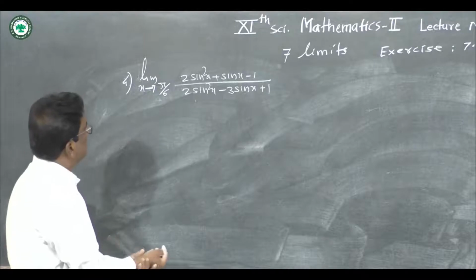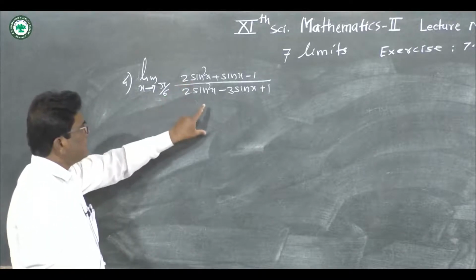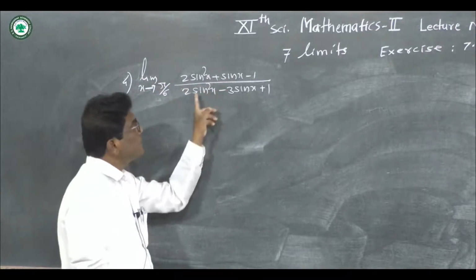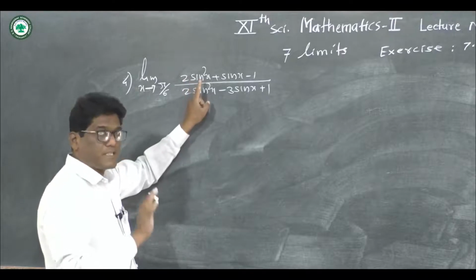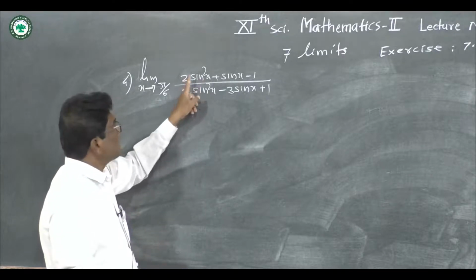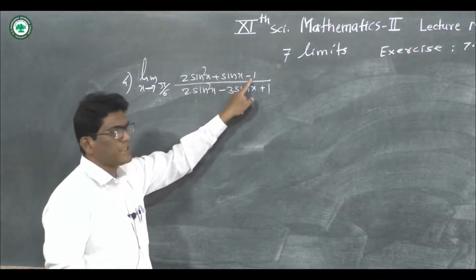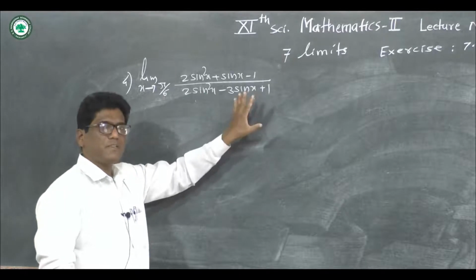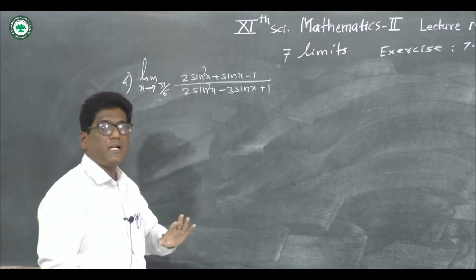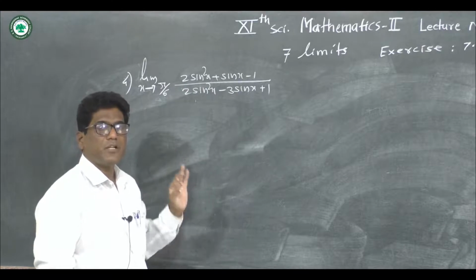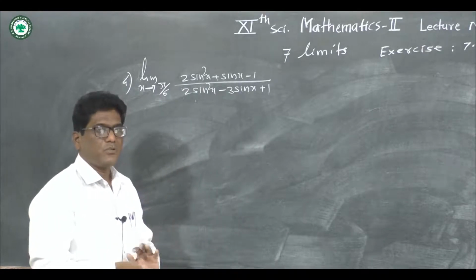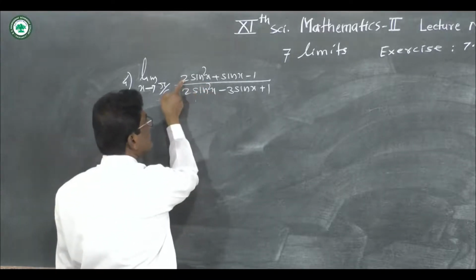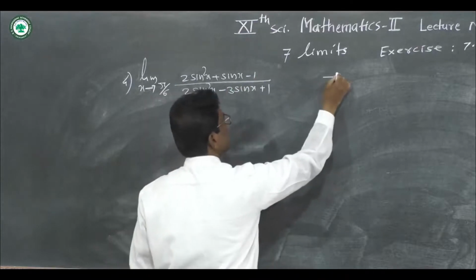So here in the numerator and denominator we are given quadratic equations in sin x. If we consider sin x as a, we have twice a square plus a minus 1, and twice a square minus 3a plus 1. Both numerator and denominator are quadratic expressions in the trigonometric function sin x. So we factorize this. How do we factor this? We take the product of these two and minus 1, that is minus 2. Okay.